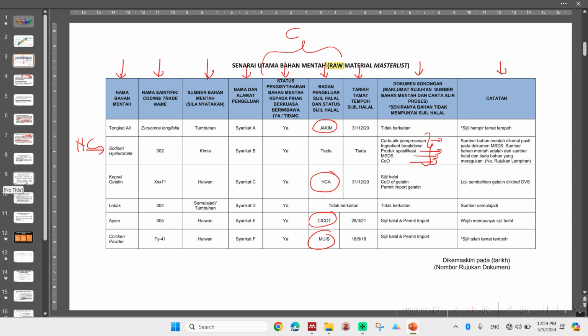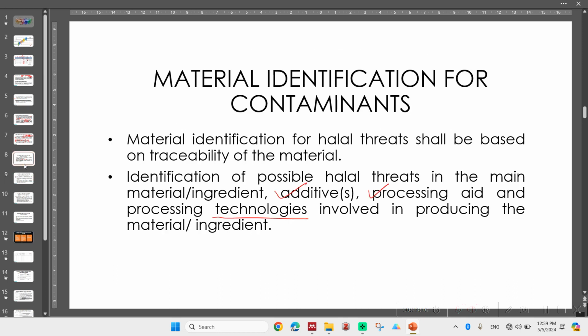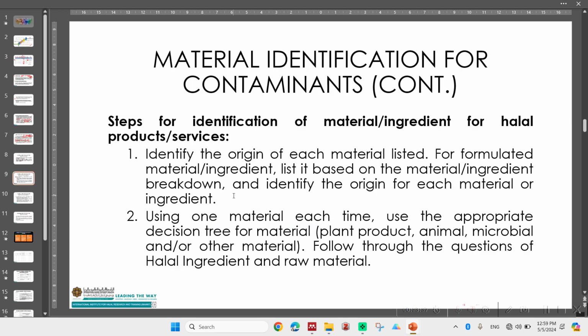Not only that, we need to know about, what else are we calling? For example, you have a machine. In order for that machine to operate properly, you need some oil, minyak, to make it operate smoothly. So that oil is also considered a processing aid that shall be declared in this table. Okay, so talking about ingredients, you need to identify the origin of each ingredient.